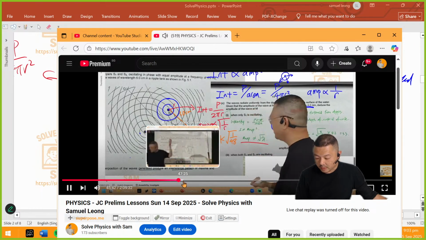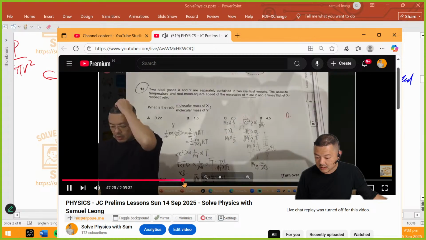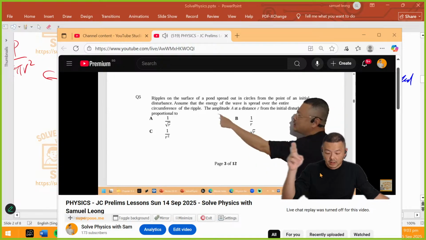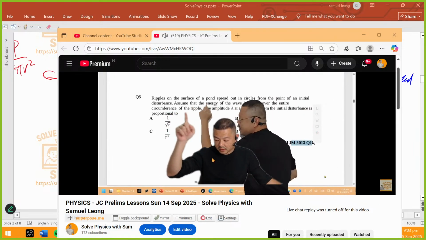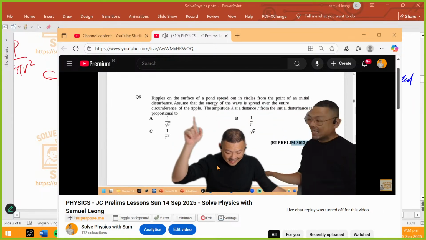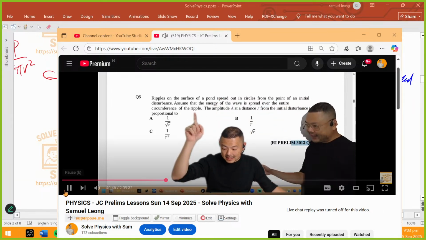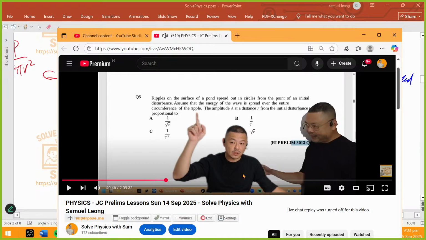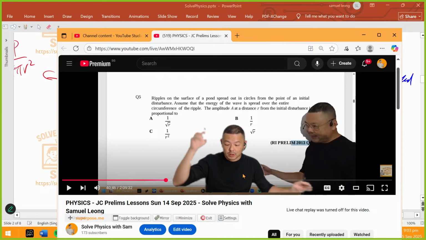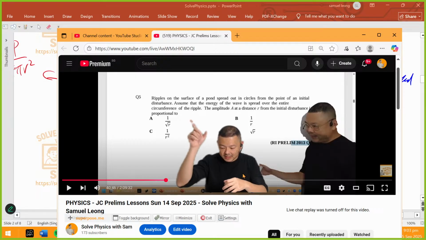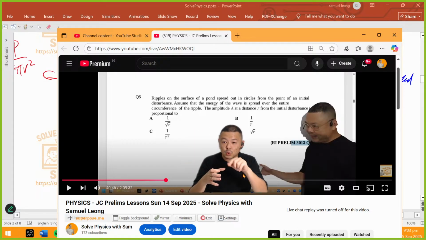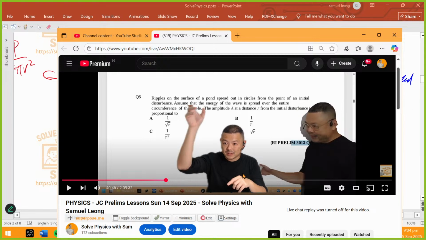What happened was I went to pull out historical records of where the question came from. So the question originated from RI in 2013, right? Where it says that the energy of the wave is spread over the entire circumference of the ripple. At least the RI paper gave a bit of context of where the water wave energy was concentrated. It was concentrated on the ripple of the water. So intensity for these calculations here is power over 2 pi r, which is the circumference of the ripple.